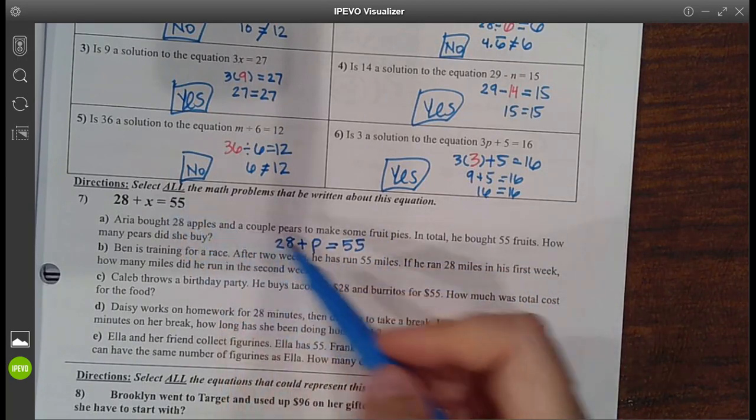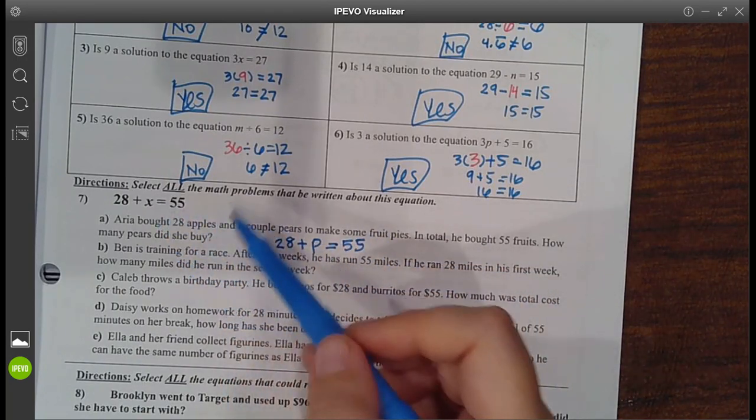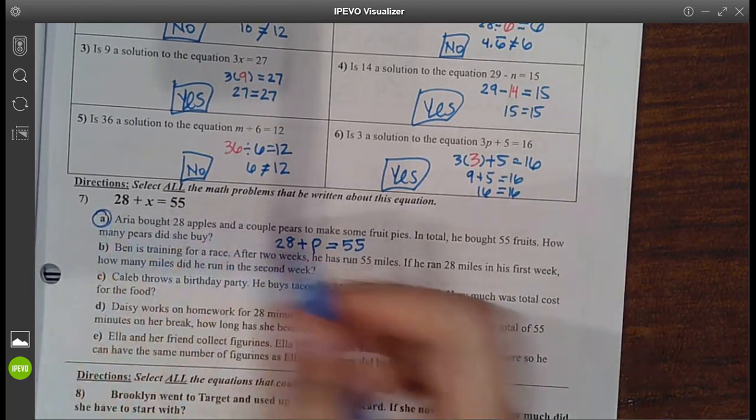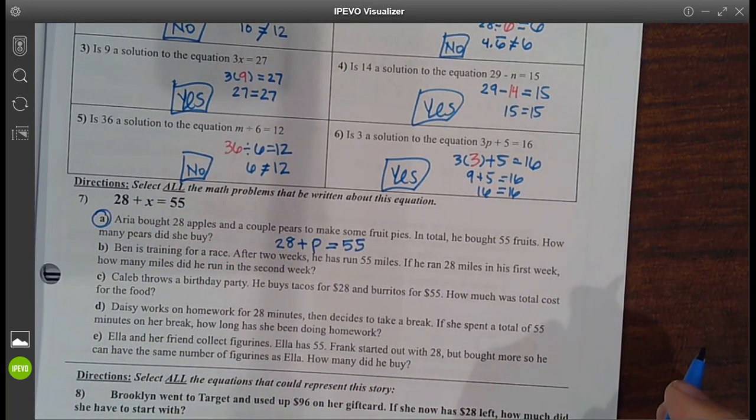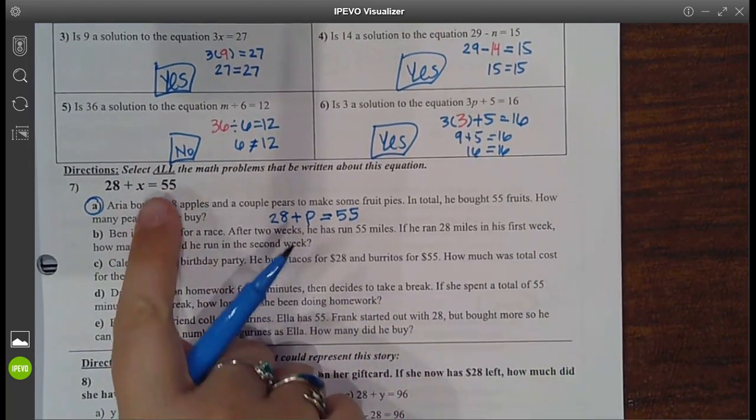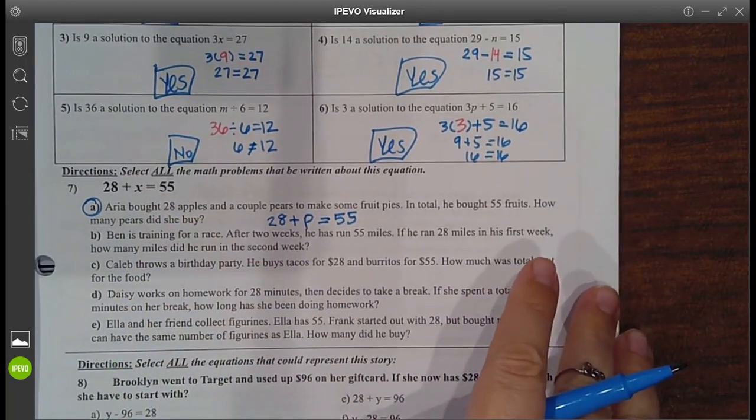Okay, well, this matches this exactly. It's just the P is an X. And yeah, they just changed the variable. And you can make the variable be whatever you want, so it works. Okay, now I'm not done because it says select all that apply, so there could be more.